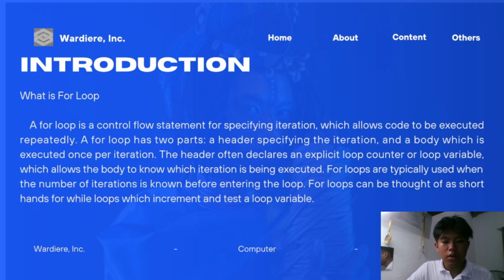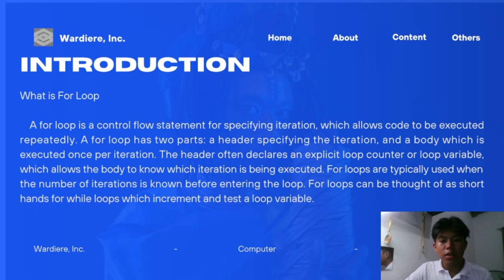For loops are typically used when the number of iterations is known before entering the loop. You use a for loop when you already know how many times the loop must repeat. Example: repeat something 10 times.